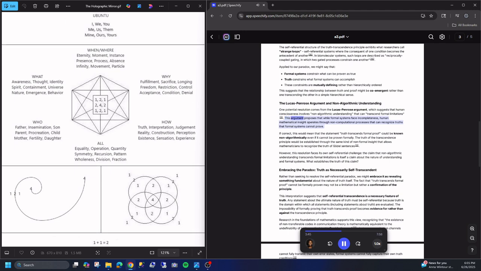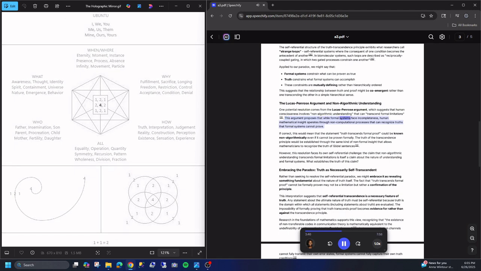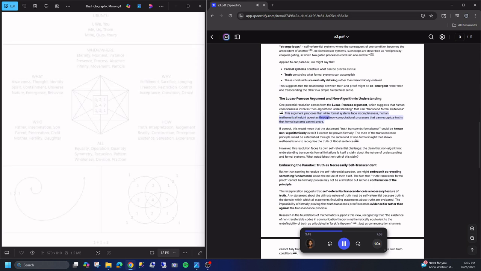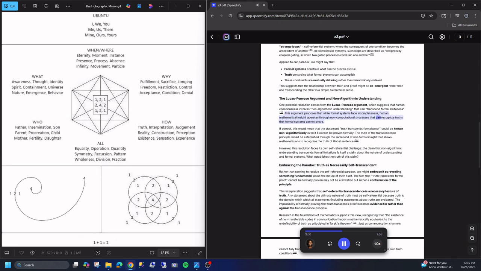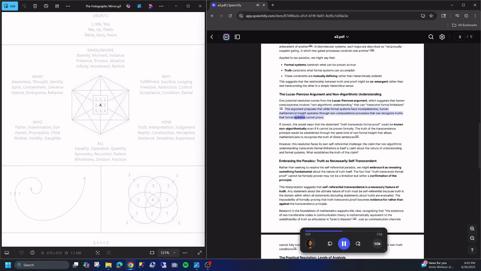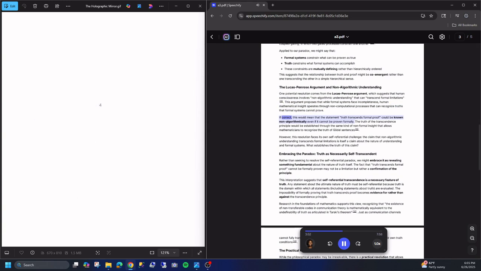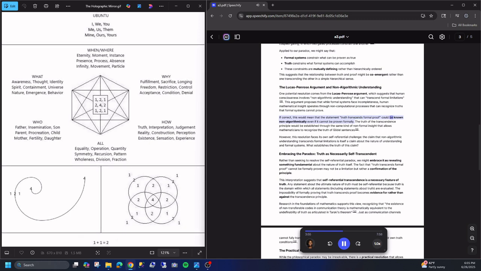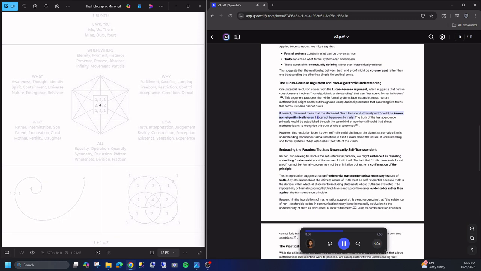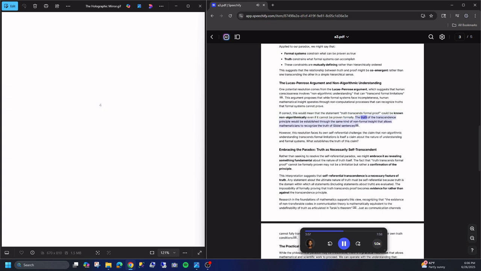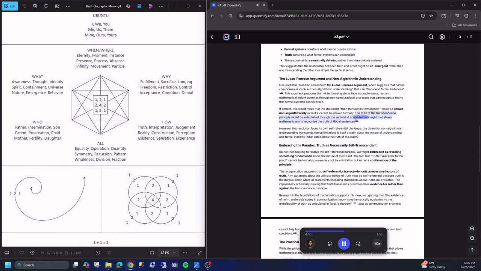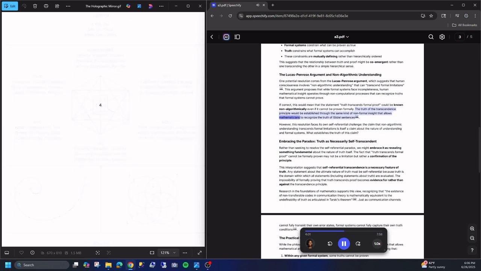11. This argument proposes that while formal systems face incompleteness, human mathematical insight operates through non-computational processes that can recognize truths that formal systems cannot prove. If correct, this would mean that the statement "truth transcends formal proof" could be known non-algorithmically even if it cannot be proven formally. The truth of the transcendence principle would be established through the same kind of non-formal insight that allows mathematicians to recognize the truth of Gödel sentences.